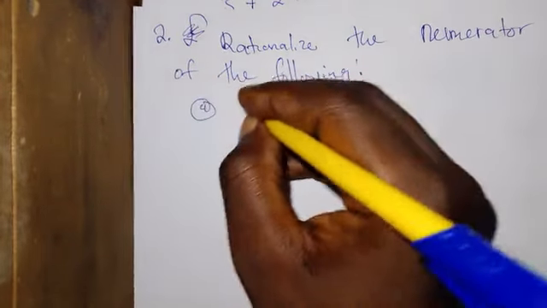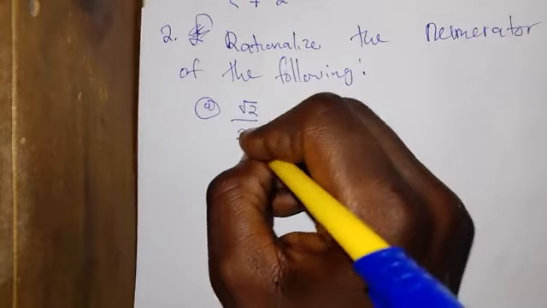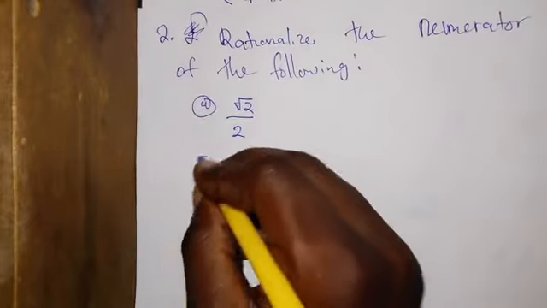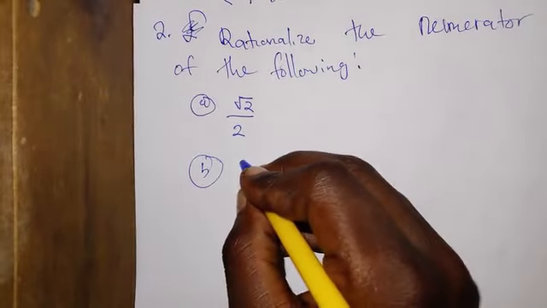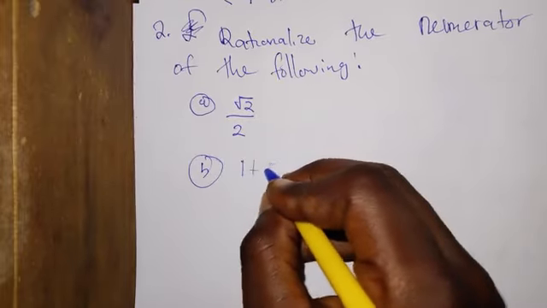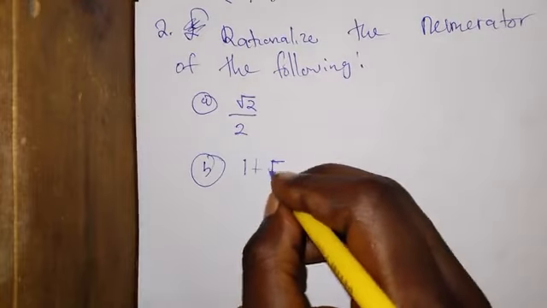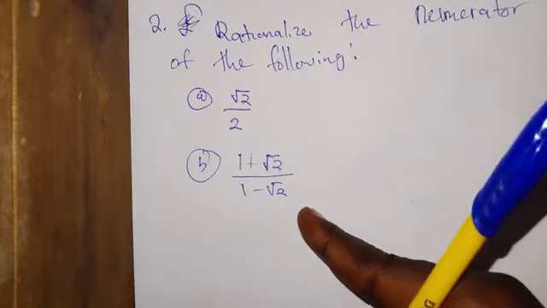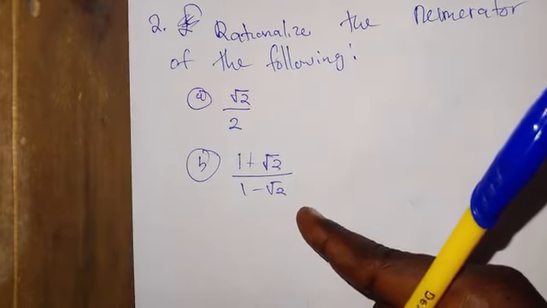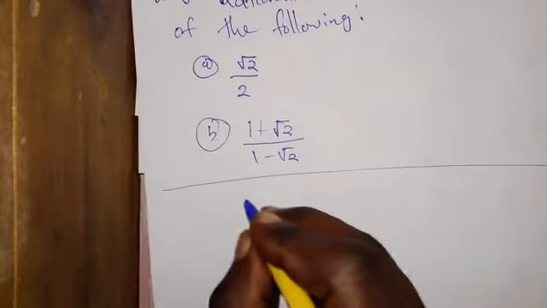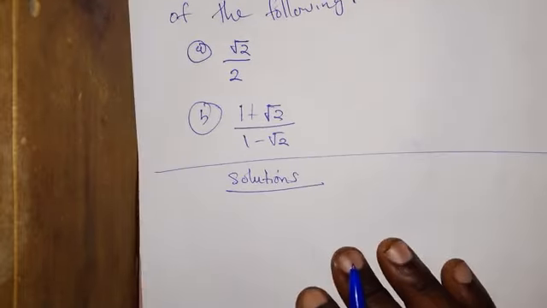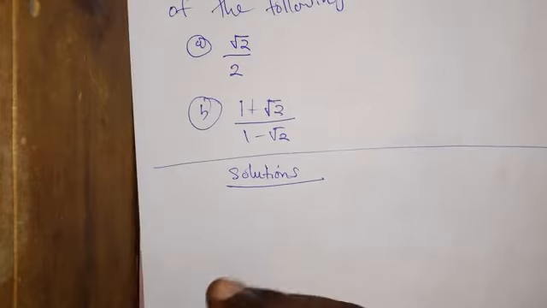For example, you can have a situation whereby you have root of 2. Rationalize this one. Or maybe you can have a situation where you have 1 plus root of 2 over 1 minus root of 2. The same example, but this time around you're rationalizing the numerator. So how do you handle these ones? Same concept, same explanation, same solving. Multiply throughout by a special one.